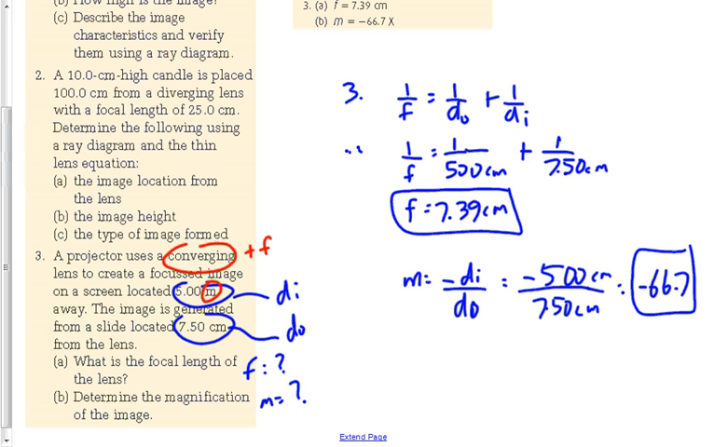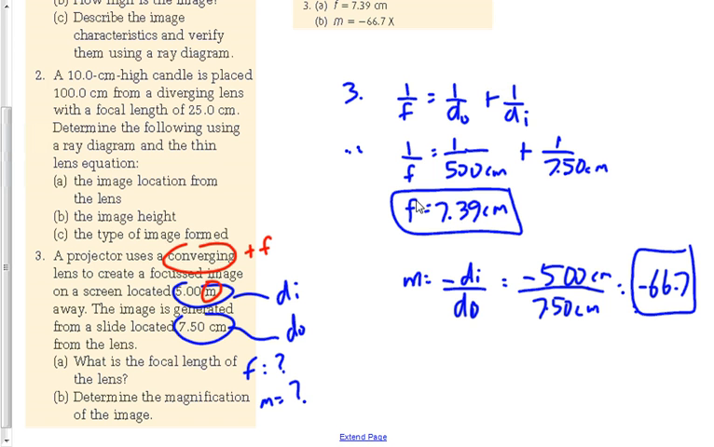We don't know whether it's upright or inverted in terms of which side of the principal axis it's on, because we don't know which side the object is on. But assuming the object is upright, then the image must be right side up or upside down? Upside down. You know that because the magnification is negative 66.7, right? Makes sense? So it's got to be flipped over. Whatever side the object was on, the image is on the opposite side.